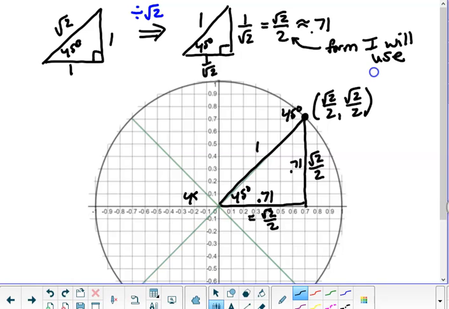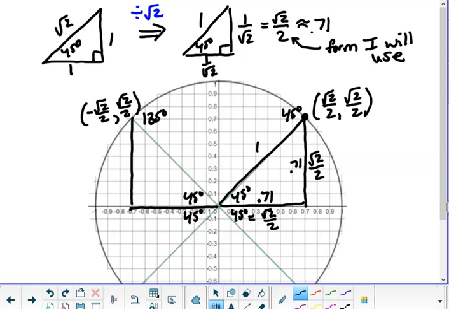If I draw 45-degree reference angles in the other three triangles, in the other three quadrants, I have exactly the same proportions for the sides. It's just that in quadrant 2, the x value is now going to be negative. So this is the angle 135, and I have negative square root of 2 over 2, positive square root of 2 over 2 for the x and y coordinates.